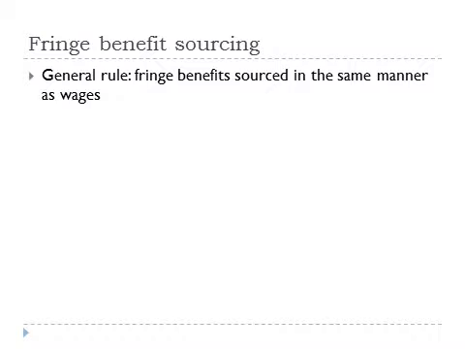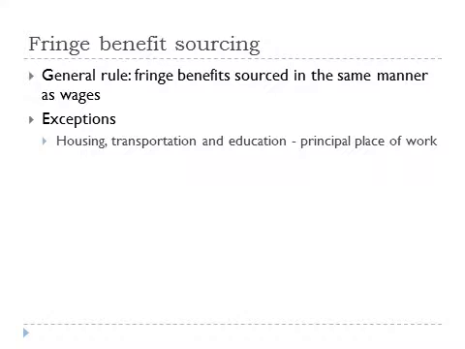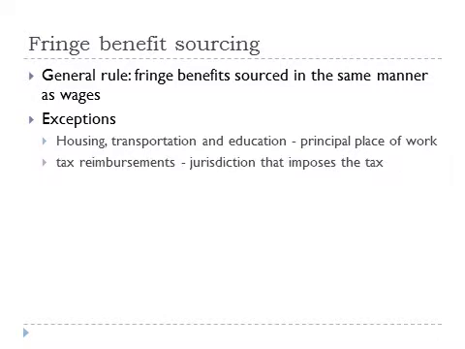Fringe benefits applicable to employees are ordinarily sourced on the same basis as regular wages. However, special sourcing rules apply for particular fringe benefits. Housing, transportation, and education benefits are sourced to the taxpayer's principal place of work.